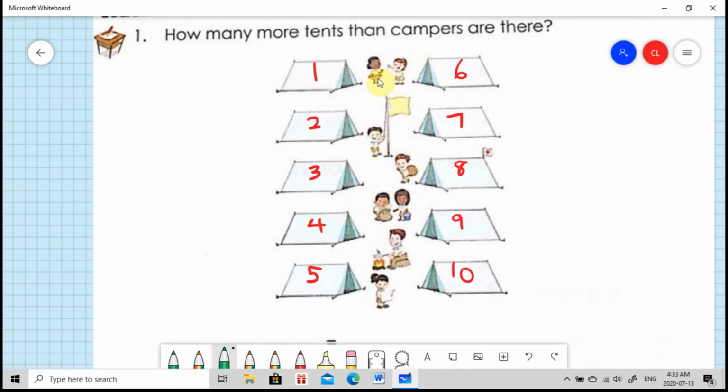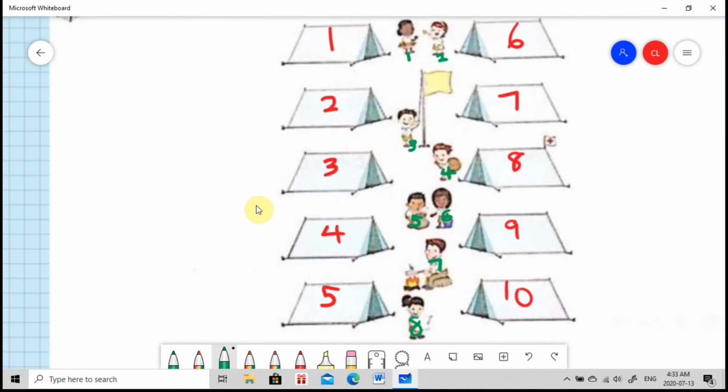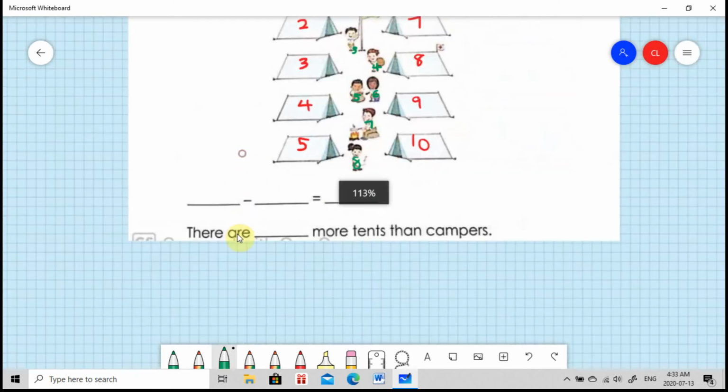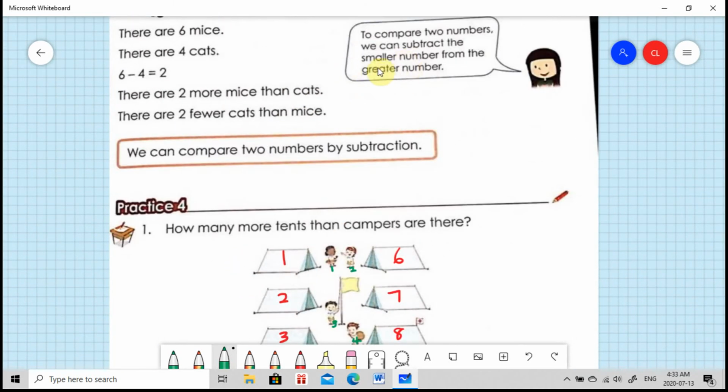So we have here 1, 2, 3, 4, 5, 6, 7, 8, right? We have 8 campers. So which one is the larger number? Remember, we need to know the larger or greater number. Which one is the greater number?